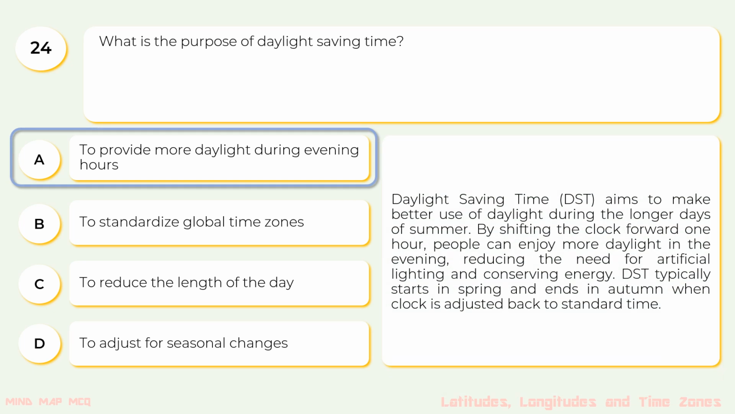Daylight saving time, or DST, aims to make better use of daylight during the longer days of summer. By shifting the clock forward 1 hour, people can enjoy more daylight in the evening, reducing the need for artificial lighting and conserving energy. DST typically starts in spring and ends in autumn when the clock is adjusted back to standard time.